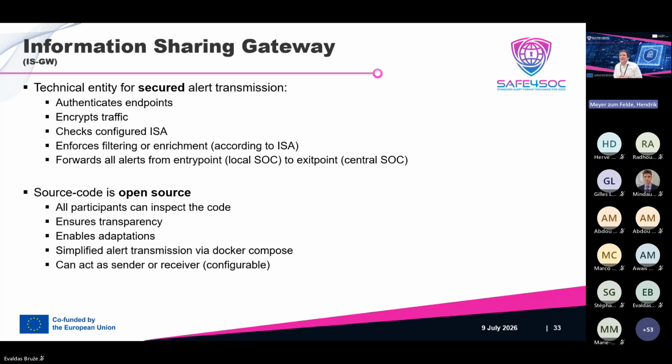And the second component is the information sharing gateway, in short ISGW. And this is the technical entity which deals with securing the alert transmission. So of course, the main functionalities include authentication of endpoints. It of course encrypts the traffic between sender and receiver, and it checks whether the configured information sharing agreement can be kept or whether it is applied or not.